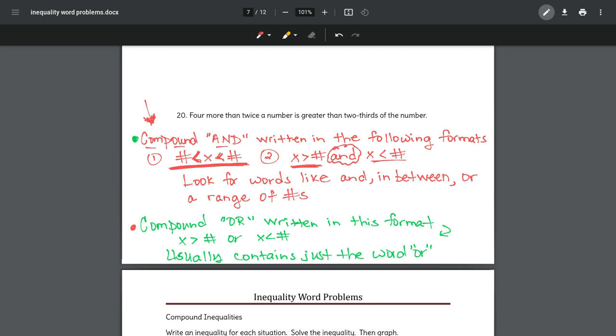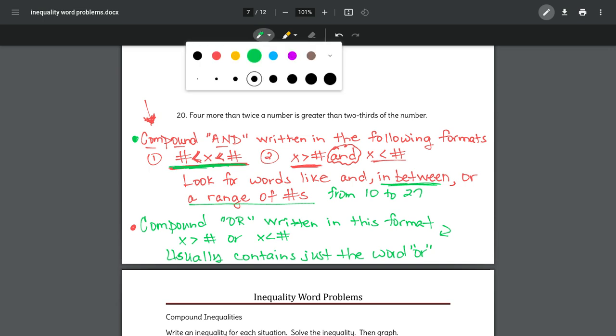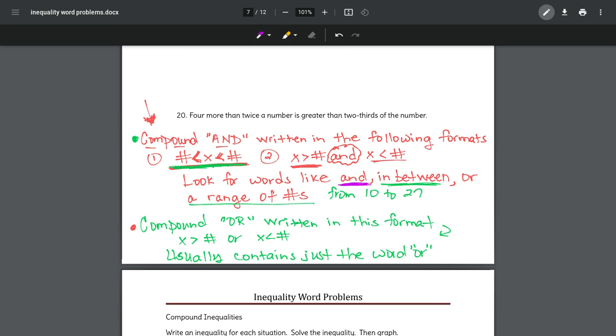Sometimes it's best to use this format. So I'm going to talk to you about when it's best to use format number one right here, which I'm underlining. I'm going to do it in green. If you see words like in between, or you see a range of numbers, like from 10 to 27, that's a range of numbers. Use this format. But if you just see the word and, then use this format, format number two.